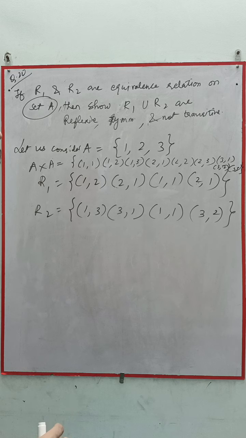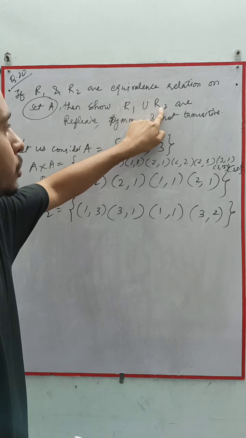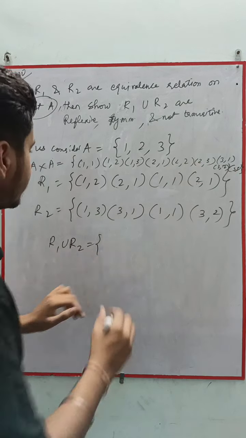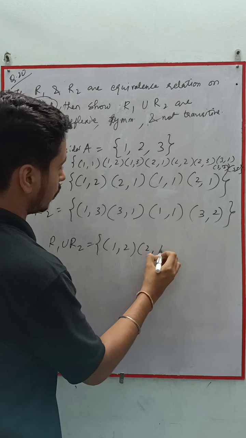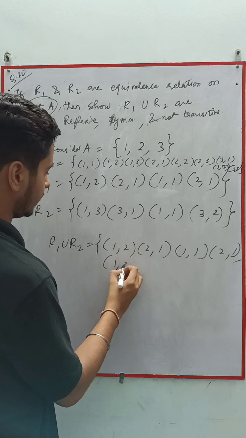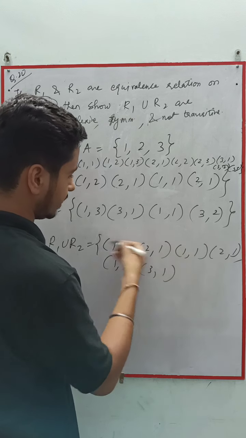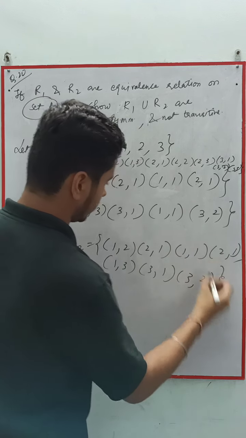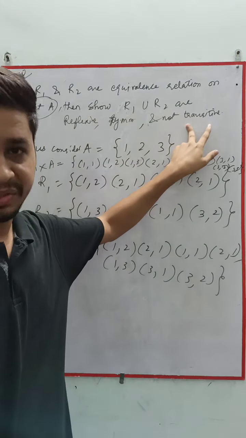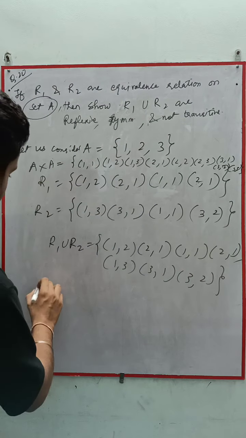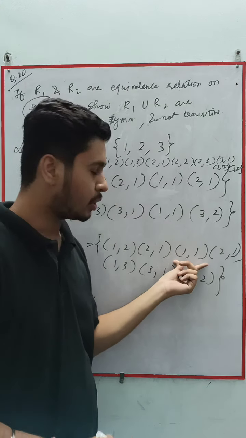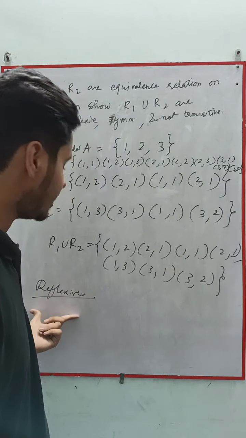Alright, now just see R1 union R2. What will be R1 union R2? Can we make the union of this? Yes. So 1 2, 2 1, 1 1, 2 1. Okay, then 1 3, 3 1. This we have already written here, 3 2. Now this is our main question. Now from here let's prove all these three. Okay, reflexive. Is it reflexive? Can you find any repeated pair? Yes, we got one combination, so hence it is reflexive.